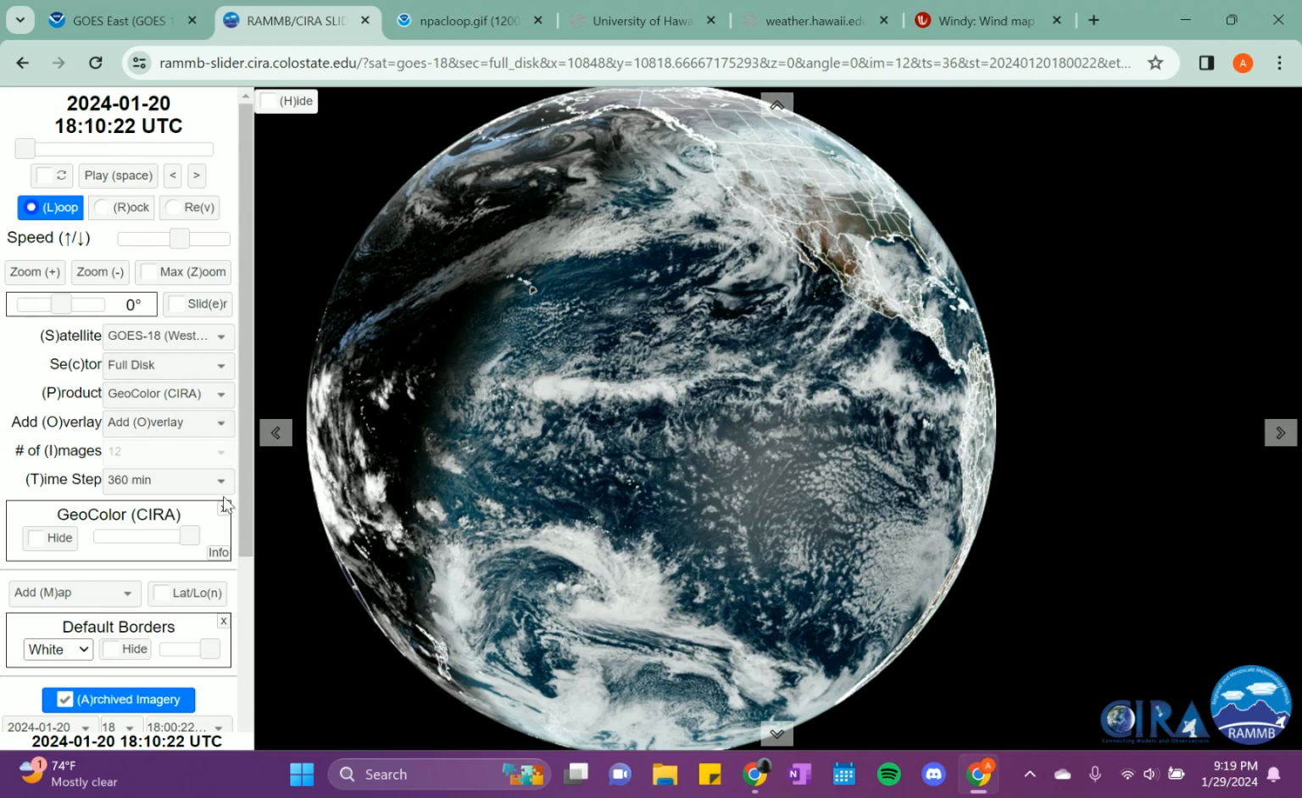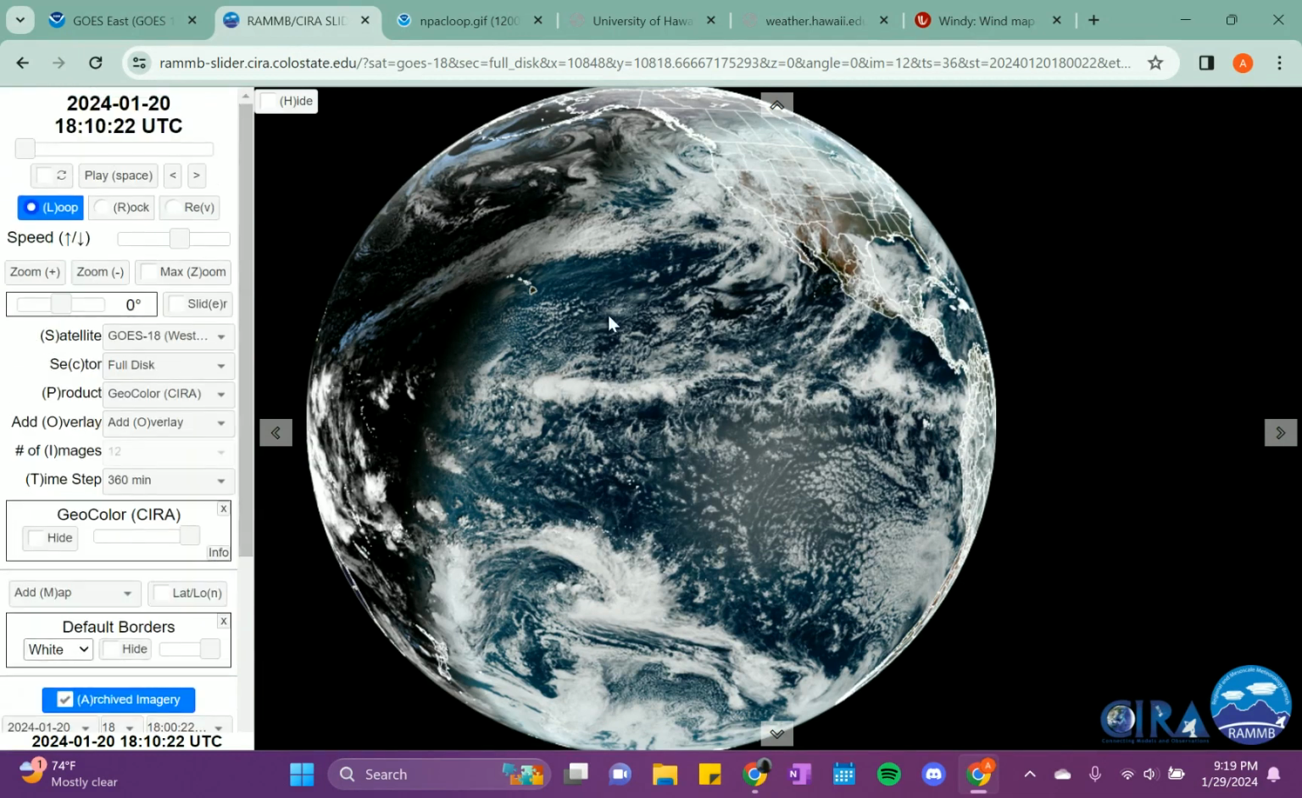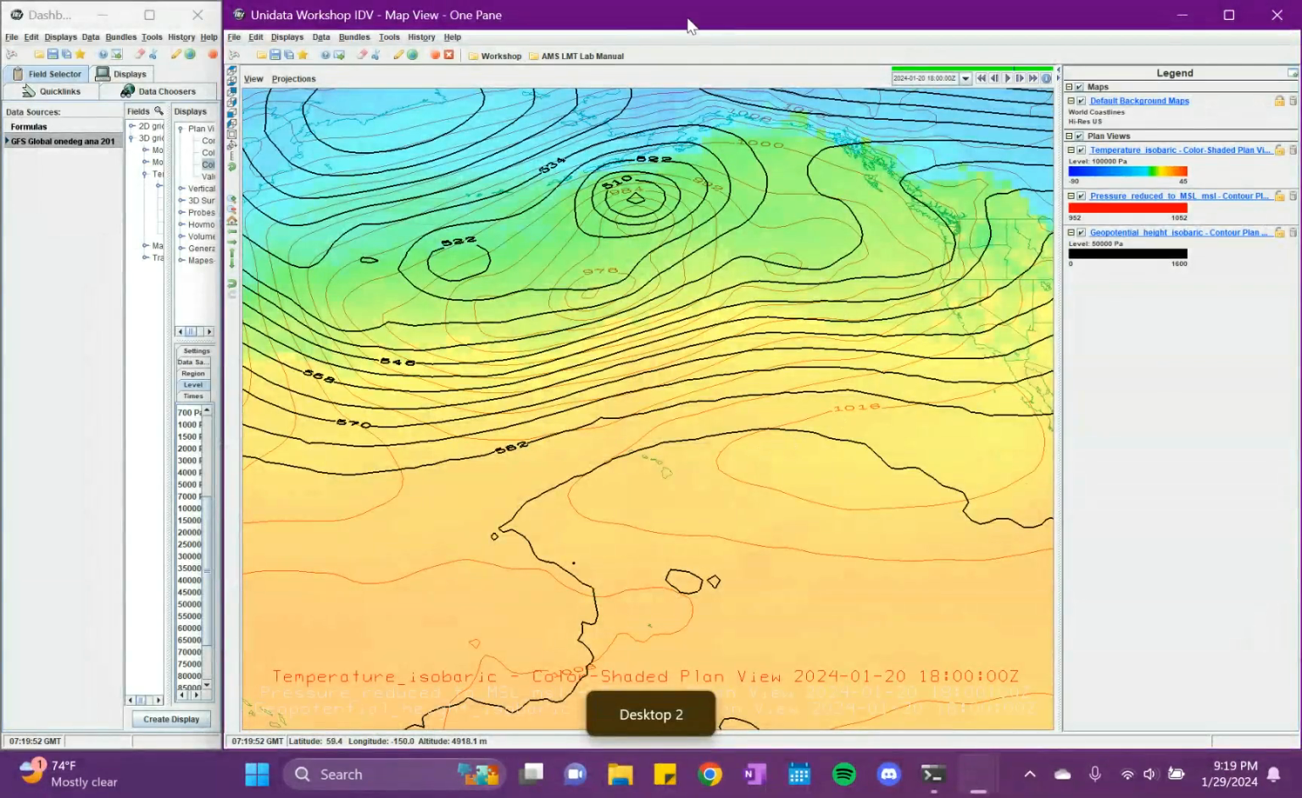And what's wonderful is that you can control the time steps at what you're looking at, so I have it looking at 6-hour increments with every time step. And you can control the dates that you're looking at. So I had preset the 20th through the 27th. So let's go back to the IDV.